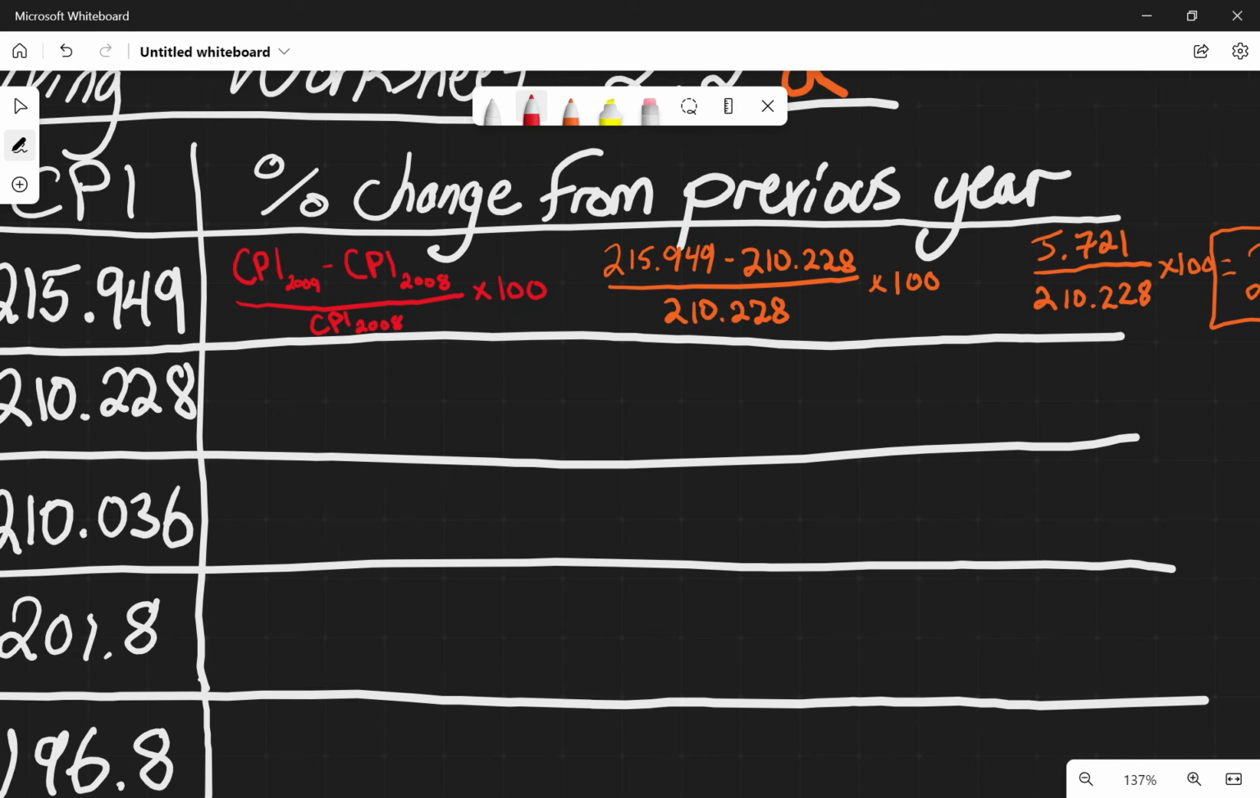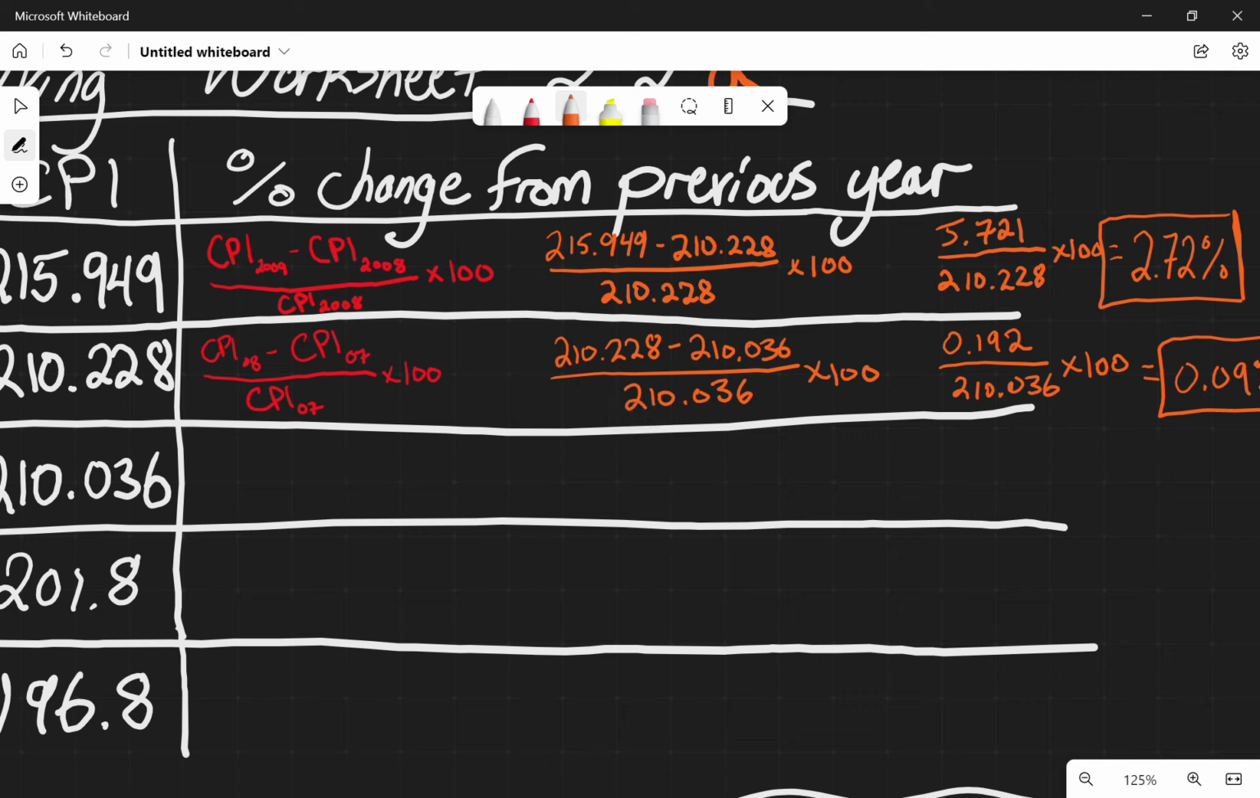The difference that we end up getting here is 0.192. We're going to divide that by 210.036. We're going to multiply that quotient by 100. And we end up with 0.09%. So almost no inflation that year, right? The prices grew at pretty much an insignificant rate.